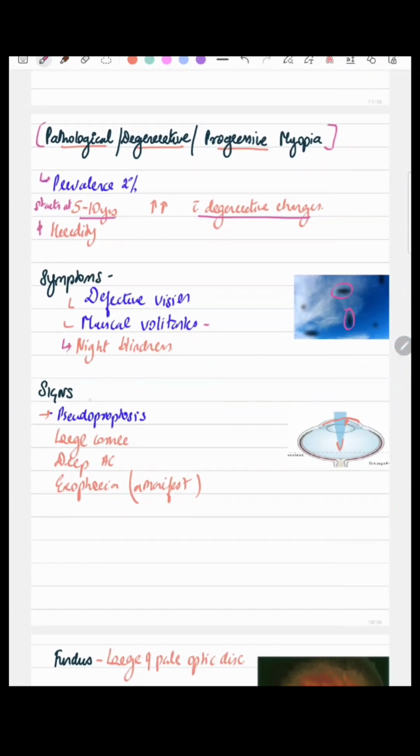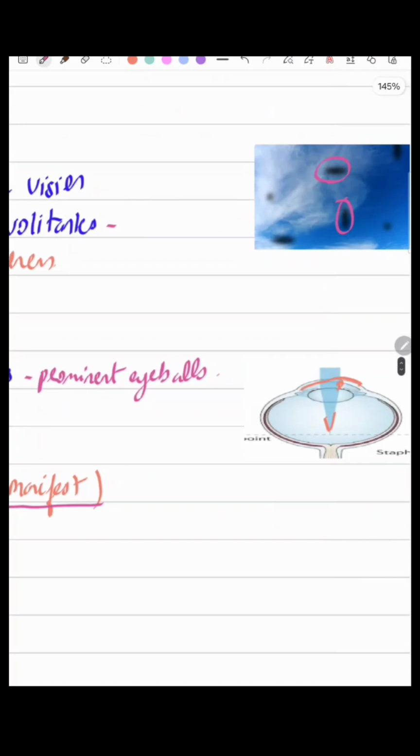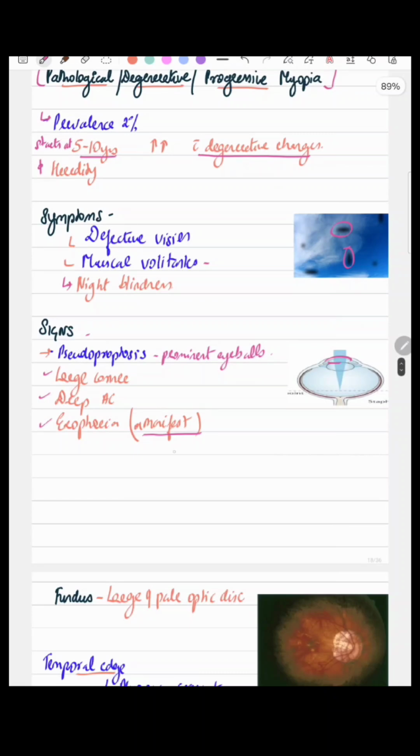Signs include prominent eyeball. It can be seen as pseudoproptosis, prominent eyeballs. Large cornea, deep anterior chamber, and exophoria, or even a manifest divergent squint can be seen.